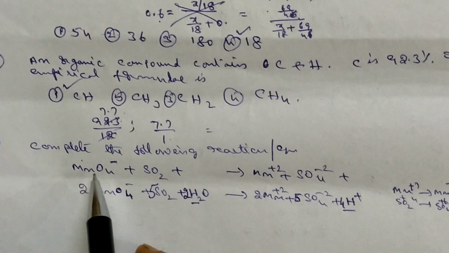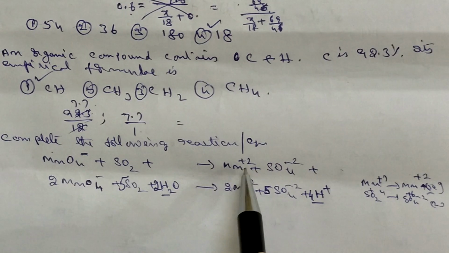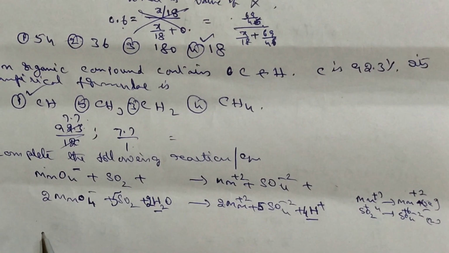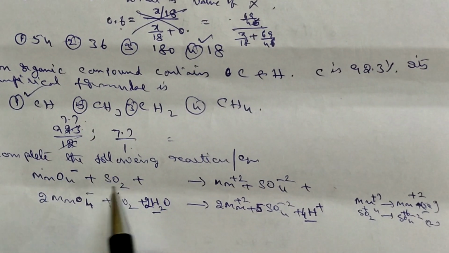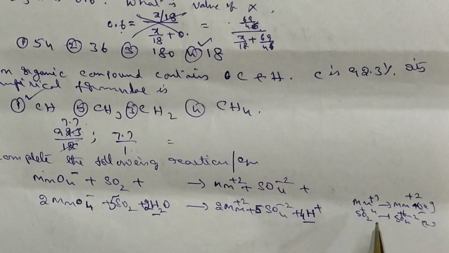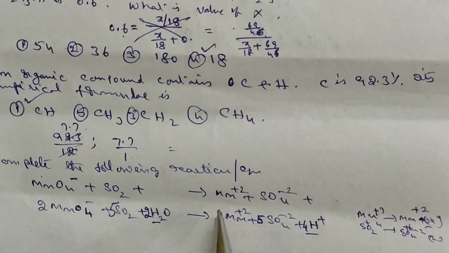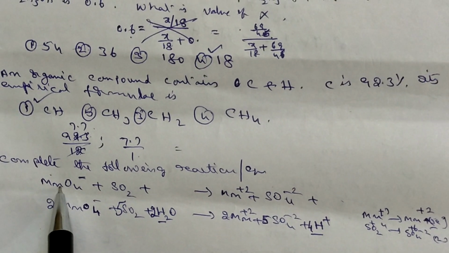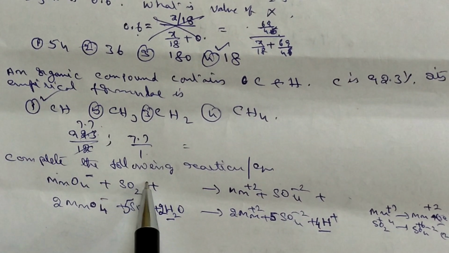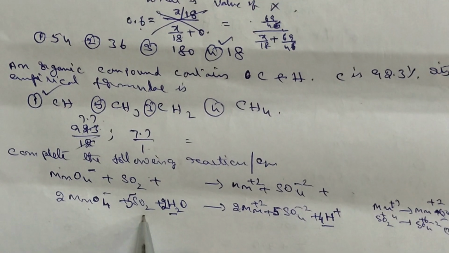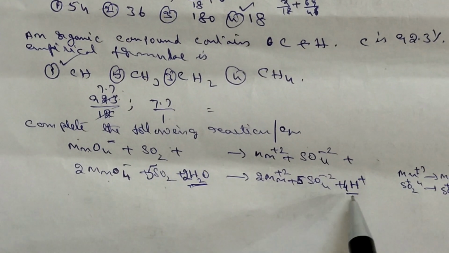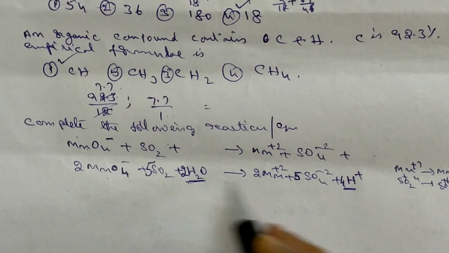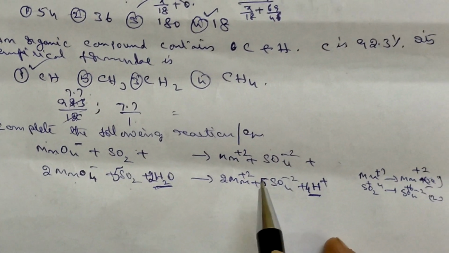Mn normally plus 7 is coming to plus 2, that means 5 electrons are transferred, and SO2 normally plus 4 has become plus 6, 2 electrons. So multiply 2 to this side and 5 to this side. So 2 MnO4 minus plus 5 SO2, and add water, that is the equation. Missing is 2H2O and 4H plus. I think it is very clear.